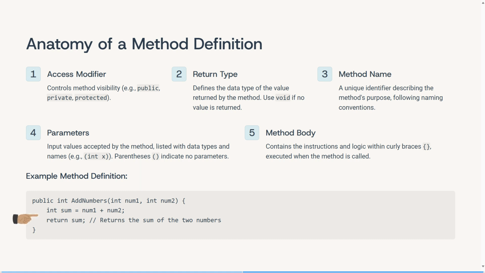5. Method body. Enclosed in curly braces, this is where the actual instructions and logic of the method are written. These are the steps that will be executed when the method is called.